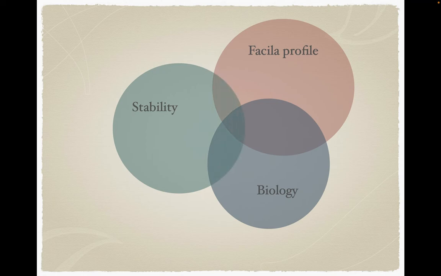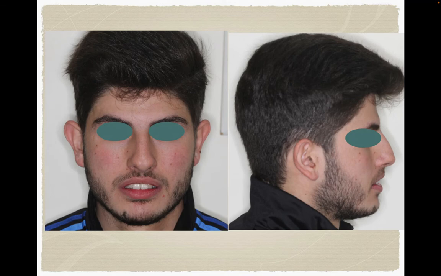We know that there's no treatment that is stable. We have to go for a retainer anyway. However, try to reduce the retention demand. Try to reduce the amount of unstable tooth movement. So your treatment plan should be in an area where you can maintain the patient's profile, maintain the biology, and try to improve stability. And this is what we discuss later in the lecture on treatment planning.